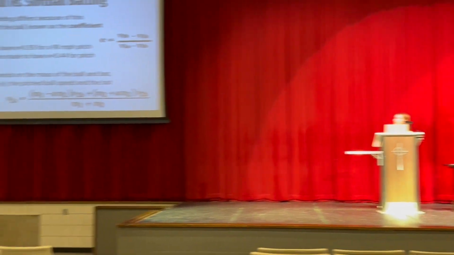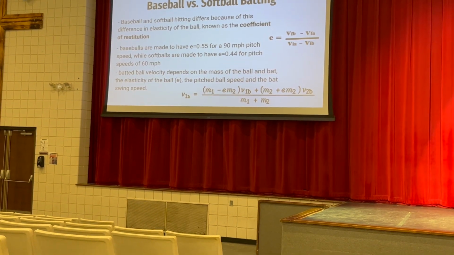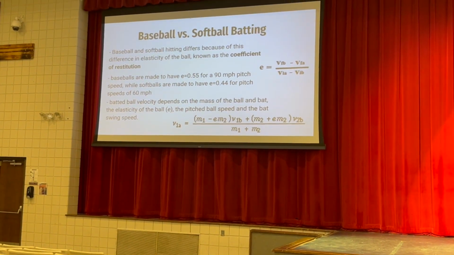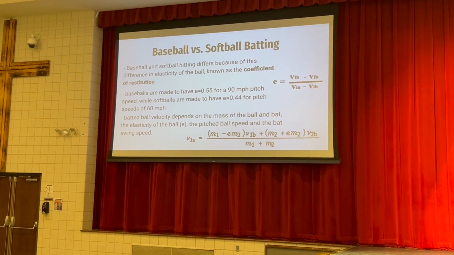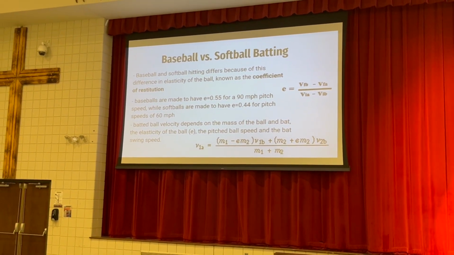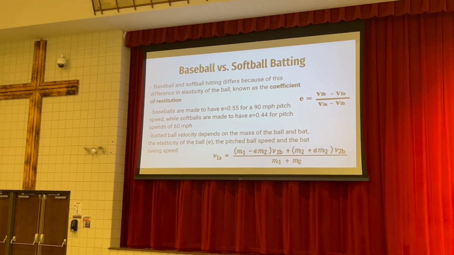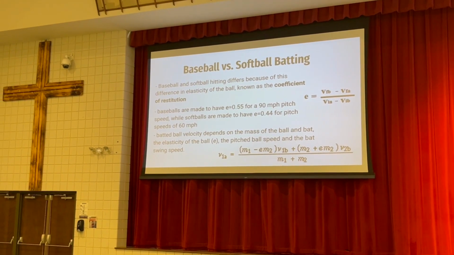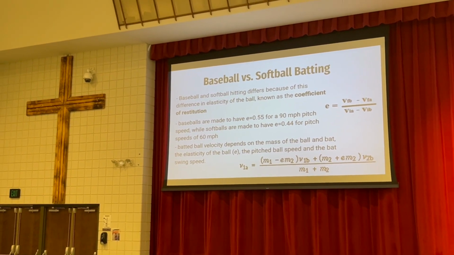Okay, next. So this difference in elasticity of the ball is known as the coefficient of restitution, which is the E equation up there. Baseballs are made to have a coefficient of restitution of about 0.55 for a 90 mile per hour pitch, while softballs are made to have an E equals 0.44 for about a 60-mile-per-hour pitch, which basically means that the baseball will conserve more of its original momentum than a softball.